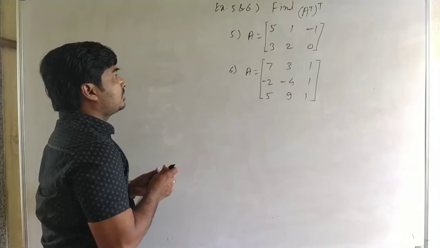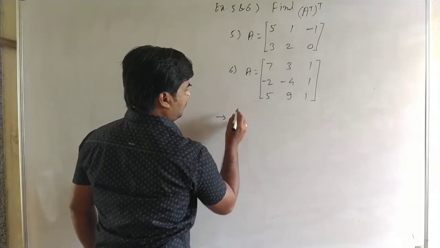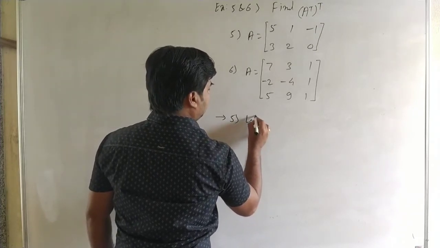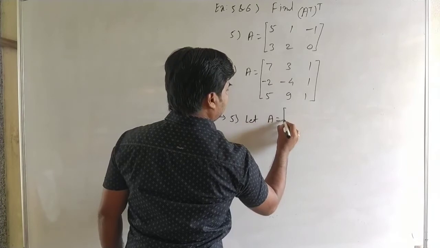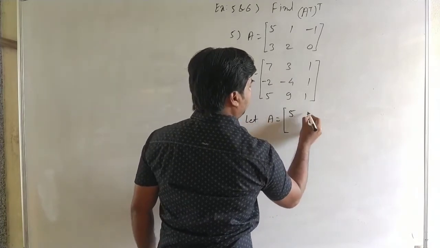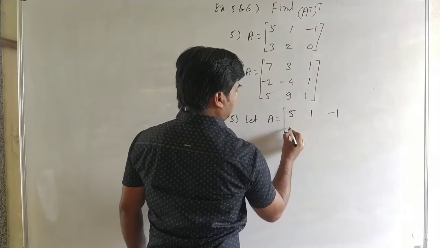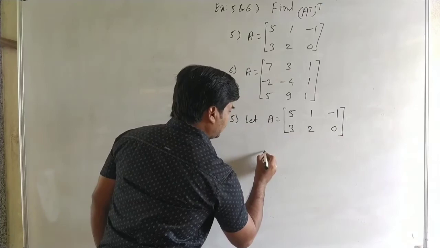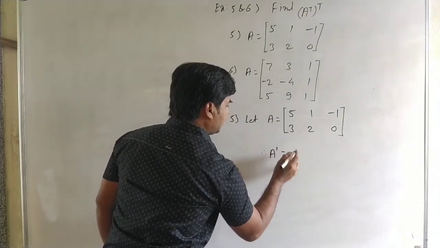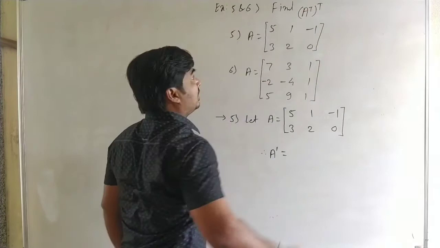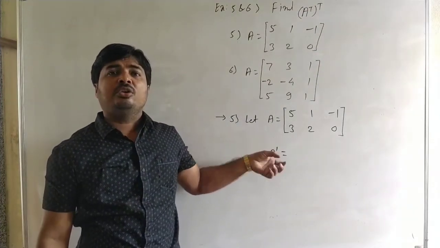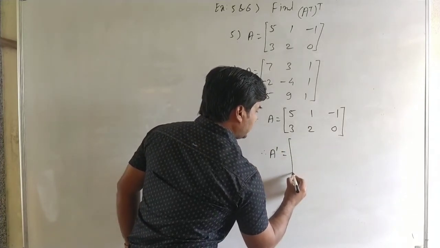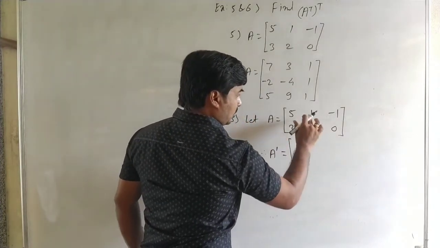Here we first take the fifth example. Here A is equal to 5, 1, minus 1, 3, 2 and 0. Now therefore we can find the transpose A dash. A dash or A T. In the textbook there is a symbol A T or A dash, it is a notation for the transpose. Transpose means interchange the row and column. Row becomes column and column becomes row.